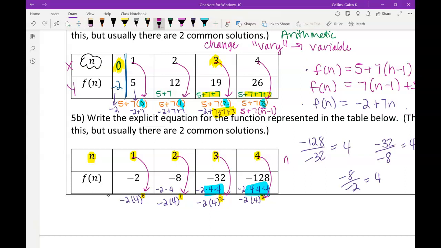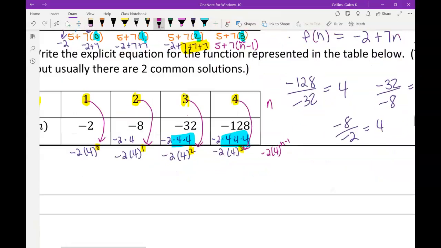Y'all, that's the explicit equation. What happens when n is n? Well, the same thing, except my exponent is just 1 less than n. Y'all, that's our explicit form right there.